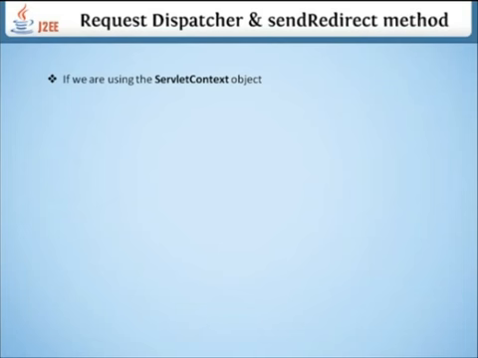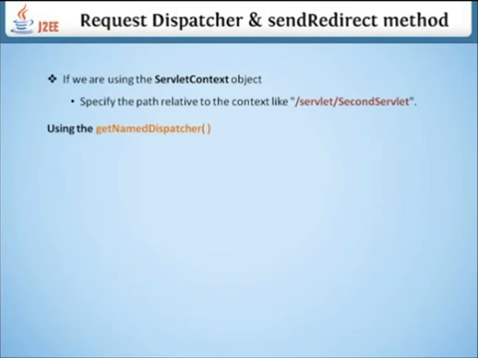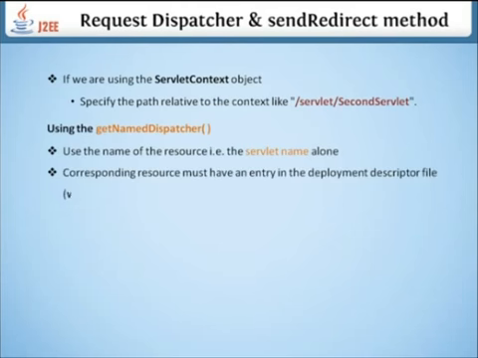If you are using a servlet context object, specify the path relative to the context, like servlet, second servlet, like this. Use getNamedDispatcher: use the name of the resource, the servlet name alone. The corresponding resource must have an entry in the deployment descriptor file, web.xml.